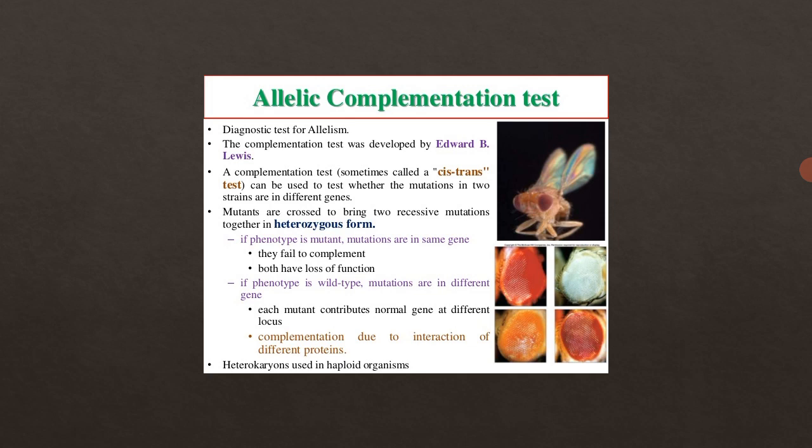Now, complementation is a property in which both the cells or both the genes complement each other. The genes required to produce the progeny cell have to complement each other. If they complement each other, then they will react and produce the product.